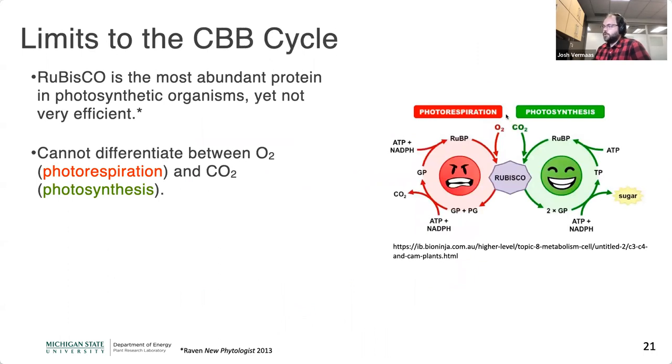And if oxygen were to come into close contact with Rubisco, you'd go through a photorespiratory pathway, which among other things will spit back out carbon dioxide that you then need two ATPs to turn back into CO2, and you basically end up where you started from. So photorespiration, at least for photosynthetic organisms, is bad.